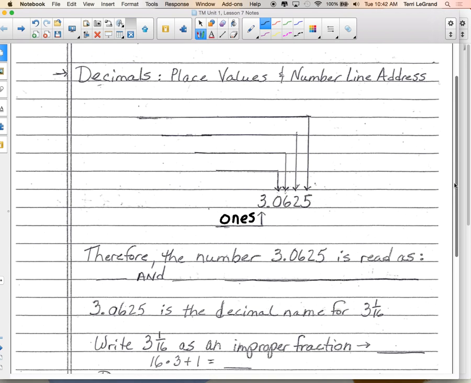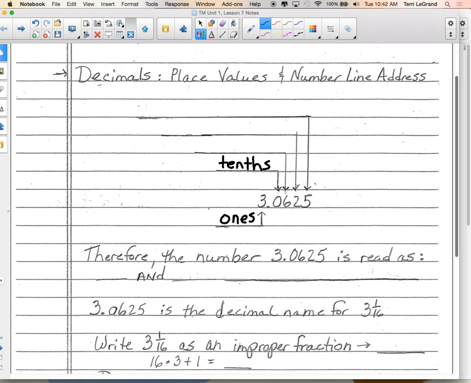Now we're going to move behind the decimal point and we're going to say, what place is the 0 in? Sam? Did I just give the answer when I called you by that? Okay. It's in the tenths place. So the 0 is in the tenths place. We would say we have 0 tenths in this number.